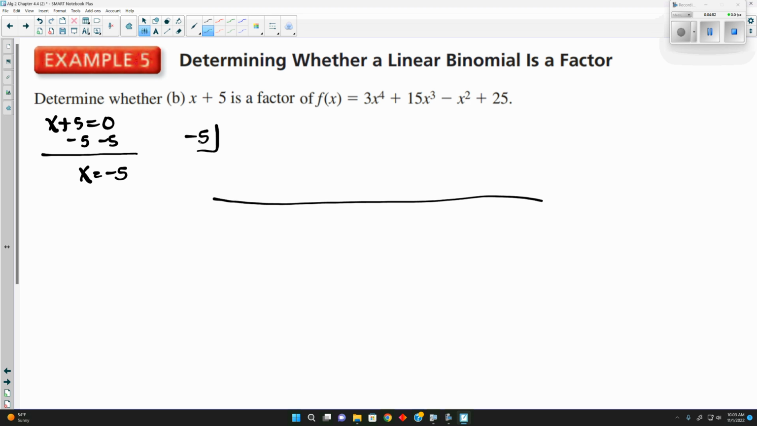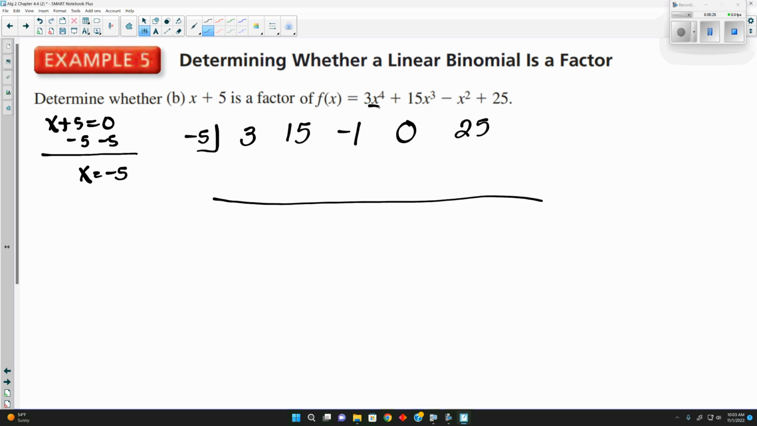Any questions on how we found the number that goes in the cubbyhole? Now the numbers that go across the top are going to be what? 3 for x to the fourth, 15 for our x to the third. Negative 1 for x squared. Because we don't have an x to the first, or x, so we need to put 0 in its place. And then we would do 25.